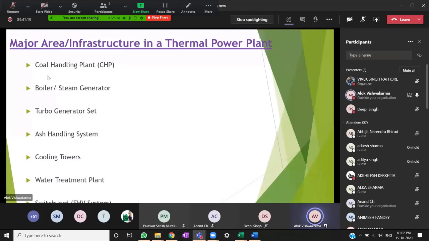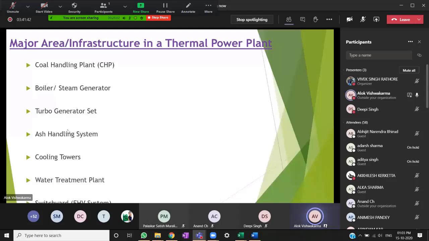Then coming to the boiler or steam generator. What we do is, from coal, we produce steam ultimately, which runs the turbine. This one is the boiler, or steam generator, as we say. Then the turbo generator is a turbine plus generator combination. This is one set, the turbo generator set.